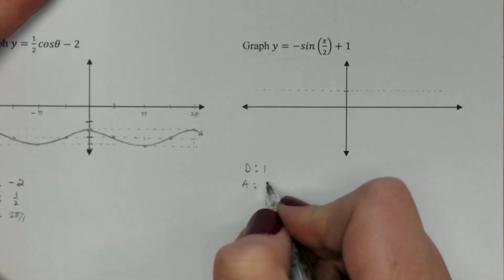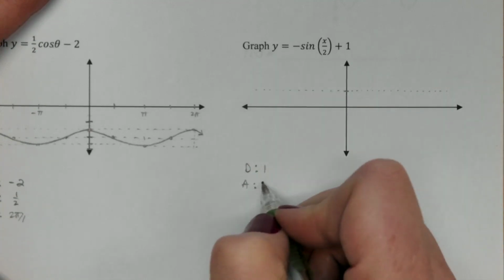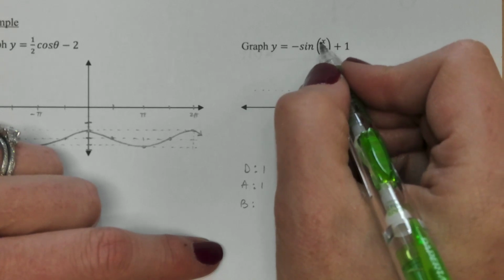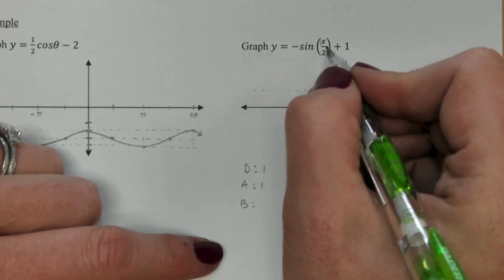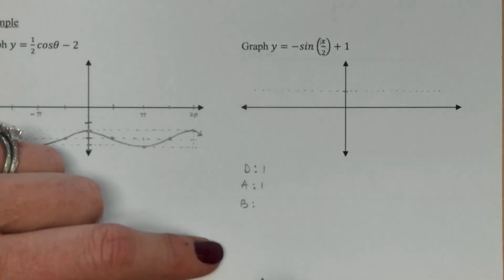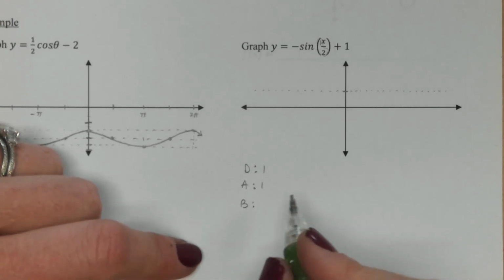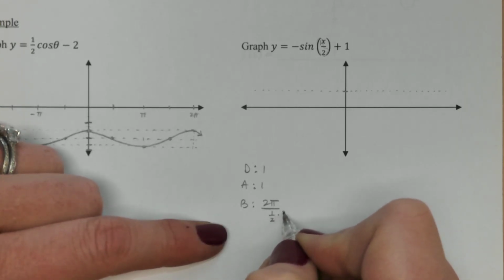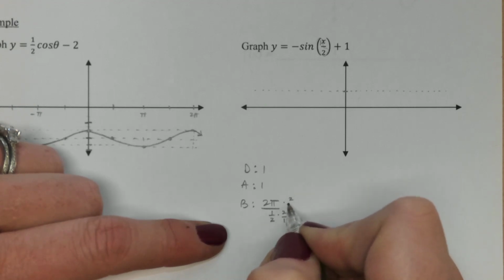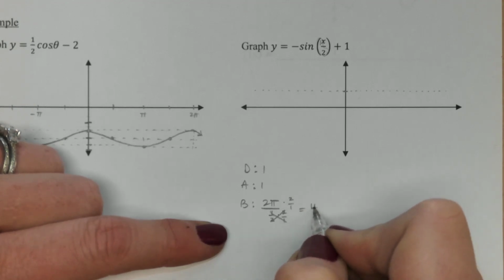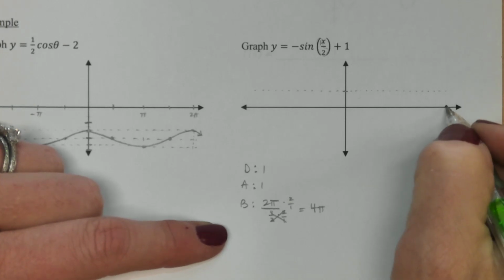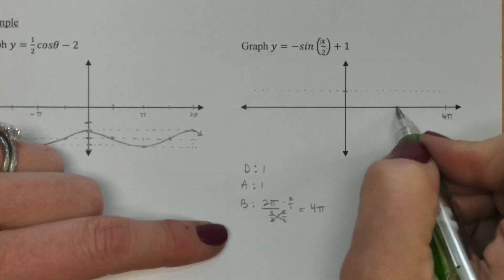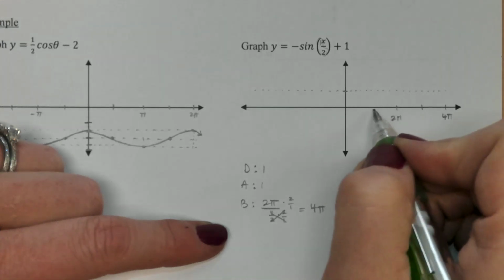A is next. My amplitude is a 1. B, period. So my period is actually going to be related to this 1/2 sitting here. So it's not just a 2, but it's that fraction of a half. So we would have 2 pi over a half. We're going to fix that because we don't leave a stacked fraction. So this ends up being that my period is actually 4 pi. And this would be 2 pi.